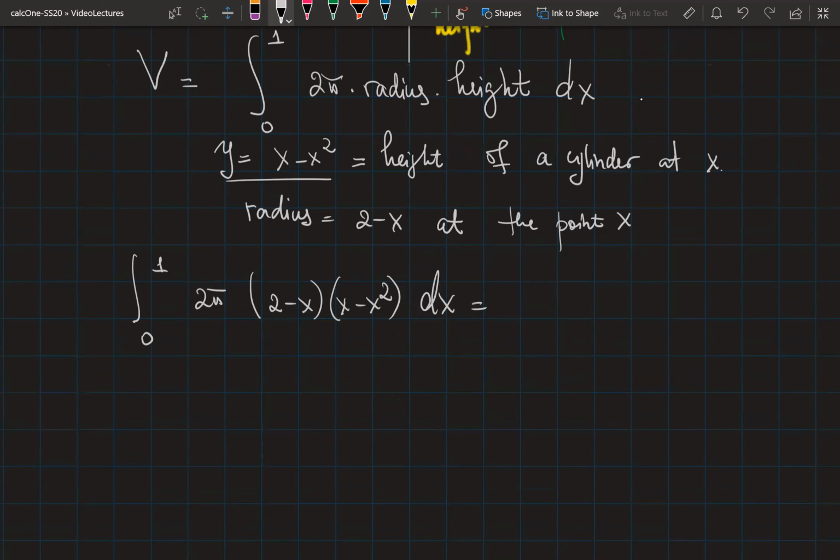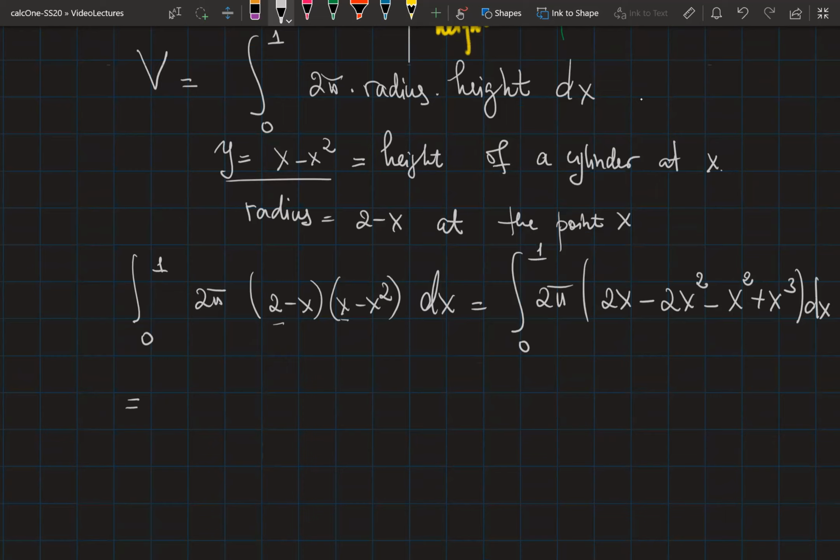I'm going to take the 2 pi out of the bracket and open up the brackets. It's going to be the integration from 0 to 1, 2 pi times 2x minus 2x squared minus x squared plus x cubed. Let me check this one more time. So it's 2 times x minus 2x squared minus x squared plus x cubed. So this is actually 2x minus 3x squared plus x cubed.